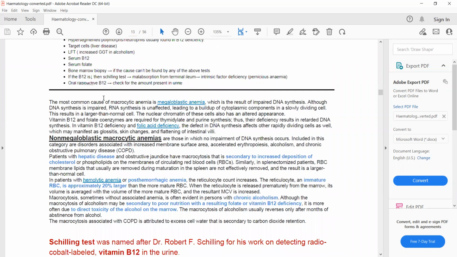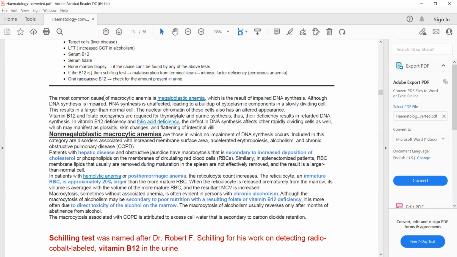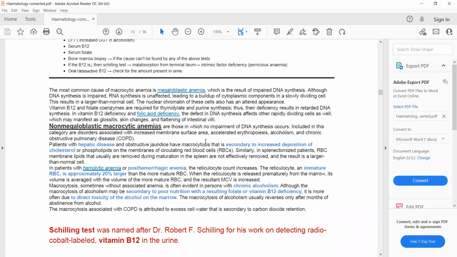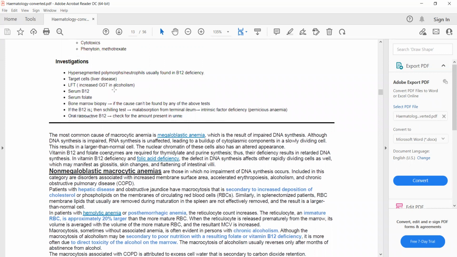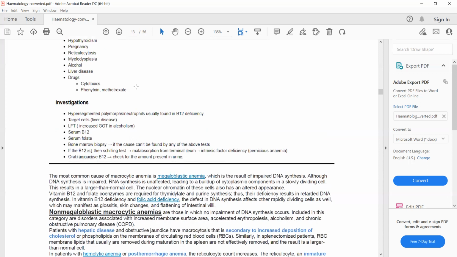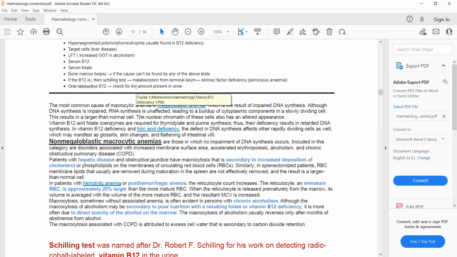So some examples of non-megaloblastic macrocytic anemia are those in which there is no impairment of DNA synthesis. These are the important causes that you need to remember. One cause is liver disease due to chronic alcoholism, and the other one is reticulocytosis. You need to remember these three causes, reticulocytosis, alcohol, and liver disease, which can lead to normoblastic macrocytic anemias. Why is there macrocytic anemia in liver disease?